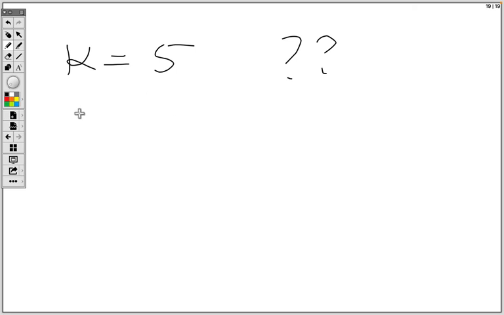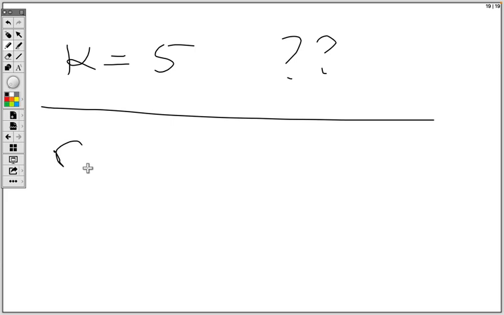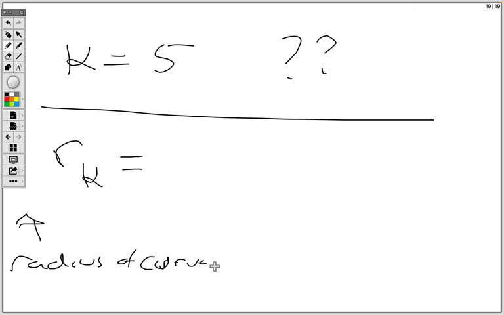Well, we have what's called the radius of curvature. The radius of curvature is defined to be 1 over the curvature. So it's an inverse relationship. The higher the curvature, the smaller the radius of curvature. Now, when you hear the word radius, what do you instantly think of? Yeah, circle.